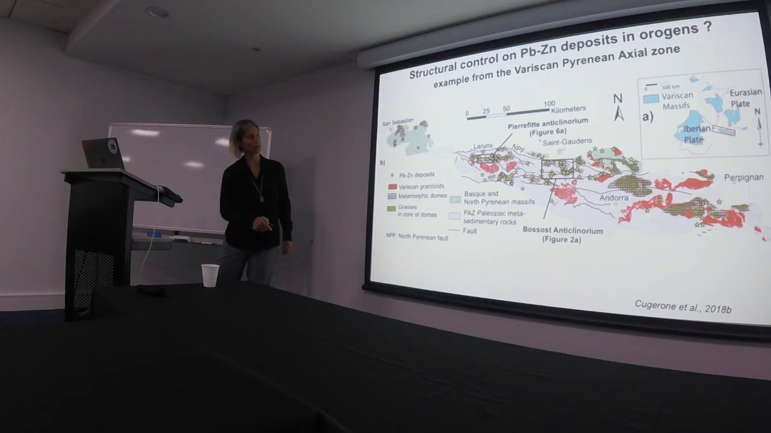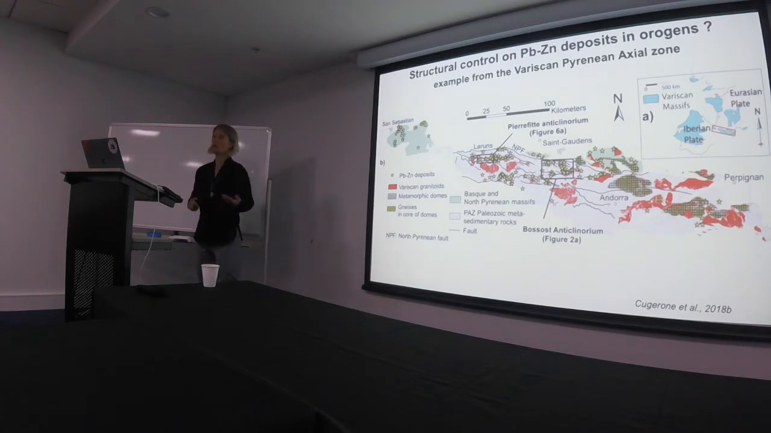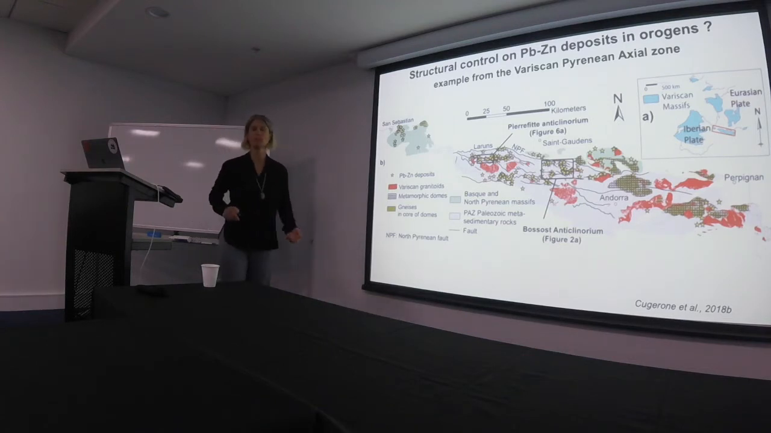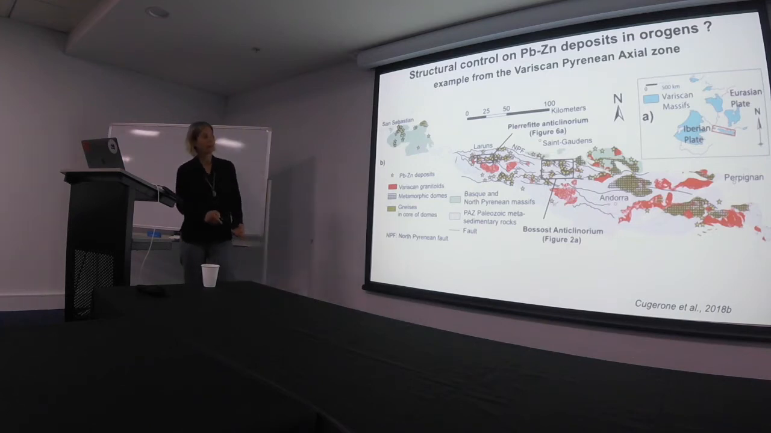the shape of France, the shape of Spain. In blue are the Variscan Massifs. The Variscan orogen was built during the Carboniferous. And the Pyrenean axial zone is located here at the border between France and Spain.